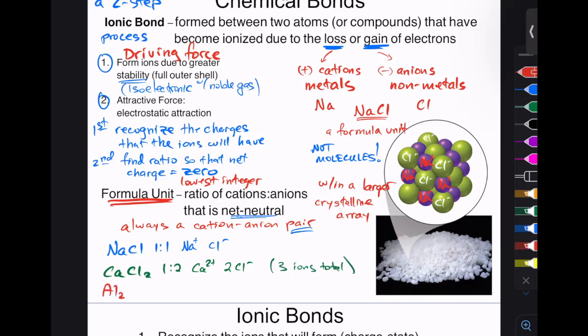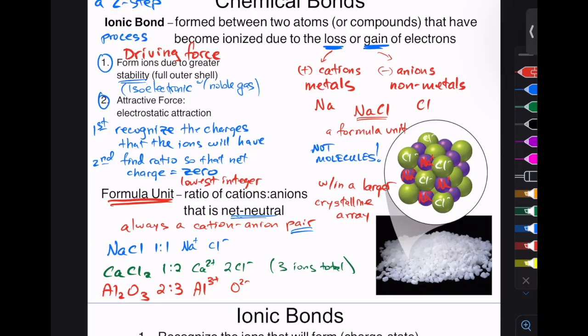Here's aluminum oxide, Al2O3. How many ions are there total? There's 5, right? There's 2 ions that come from the aluminum, and there's 3 anions that are oxide anions. They combine in a 2-to-3 ratio to give us a net neutral pairing. Aluminum, you look that up on the periodic table, that's 3+. And the oxide anions are 2-.